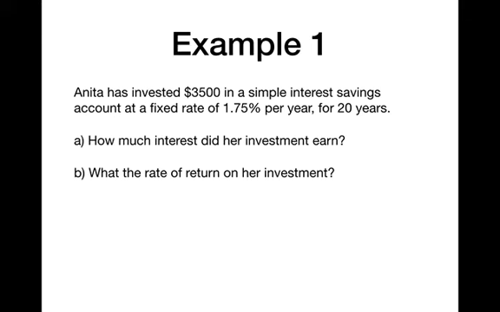In this first one, Anita has invested $3,500 in a simple interest savings account at a fixed rate of 1.75% per year for a span of 20 years. Okay? It's asking us 2 things. 1, what is the interest earned on her investment? And 2, what was the rate of return on her investment? Okay, so let's go through that one on the whiteboard now.